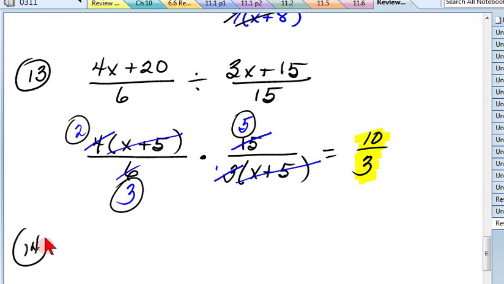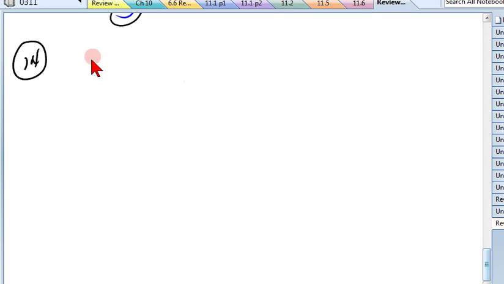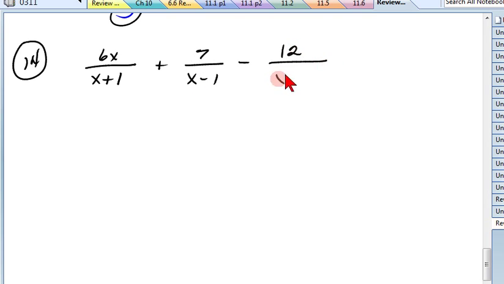Okay, number 14, ask us to add or subtract. And I have 6x over x plus 1 plus 7 over x minus 1 minus 12 over x squared minus 1. Not an equation. We haven't had an equation here. All right. Do y'all all agree that this last denominator is really x plus 1 times x minus 1? And I don't need that anymore. What is the least common denominator? Because it's addition and subtraction.